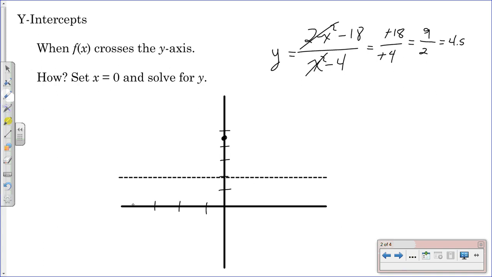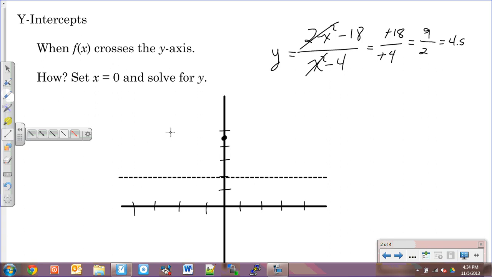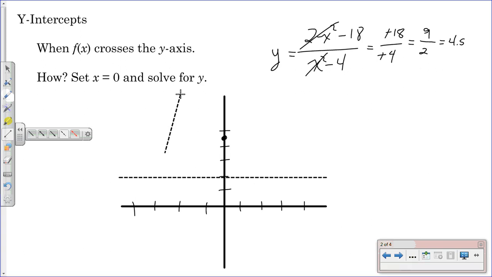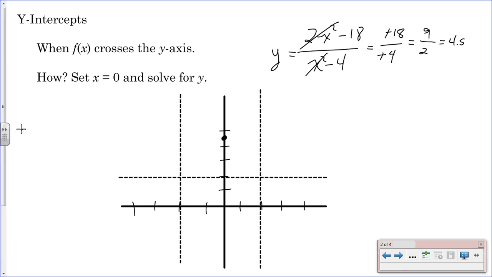So there's our horizontal. All right, we also know how to find our vertical asymptotes as well. It's what makes our function undefined. Well, we have x squared minus 4, so we know that a positive 2 or a negative 2 will make our function undefined. So our vertical asymptotes are at x equals negative 2 and x equals positive 2. So there's our two vertical asymptotes. All right, so here's our y-intercept. We have our two asymptotes.